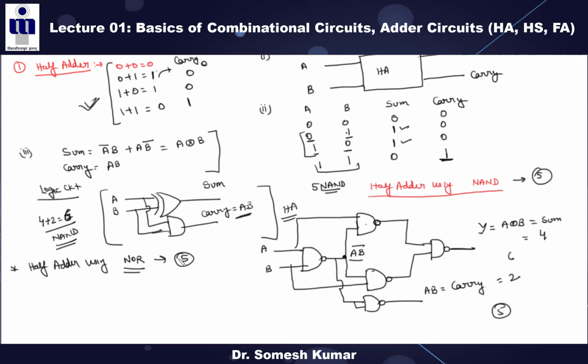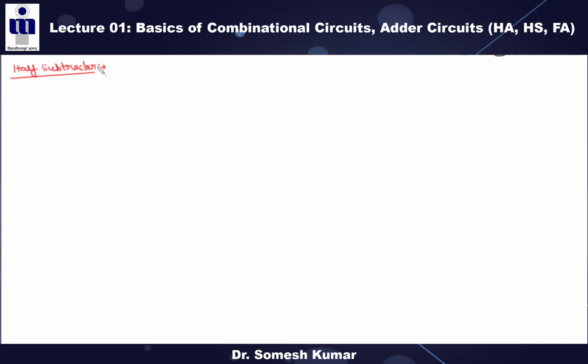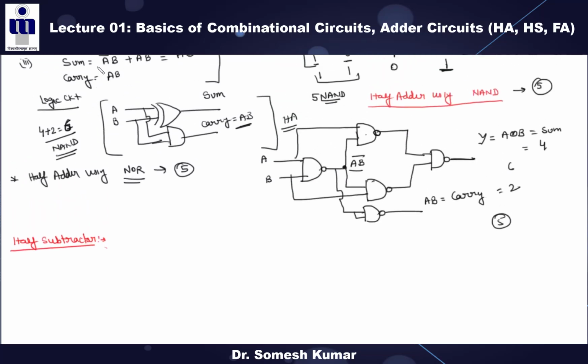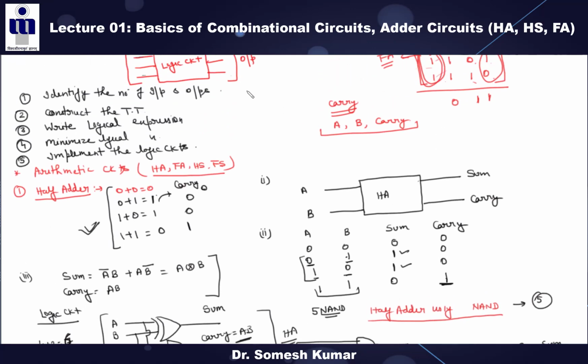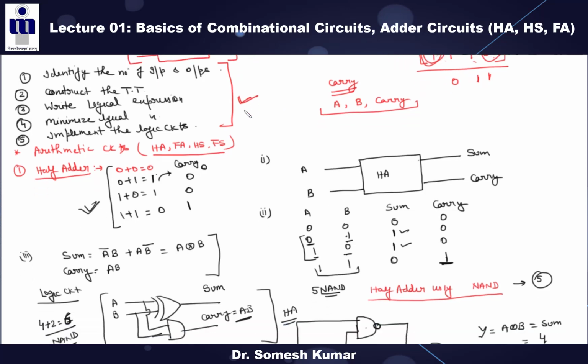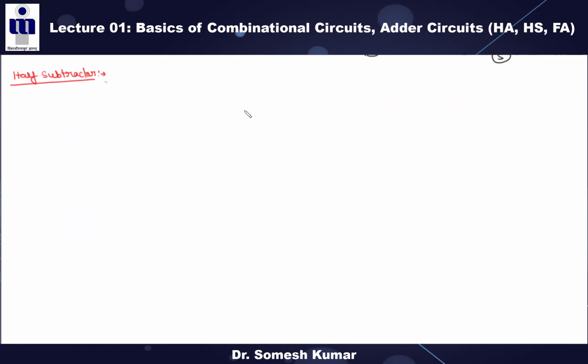Now we will discuss the half subtractor. Similar to the half adder, in the half subtractor also there are two inputs and two outputs, right? To design any combinational circuit, we follow all these steps for the half subtractor also. So first, for the half subtractor, we have to identify the number of inputs and the number of outputs, right? For the half subtractor there are two inputs and two outputs.